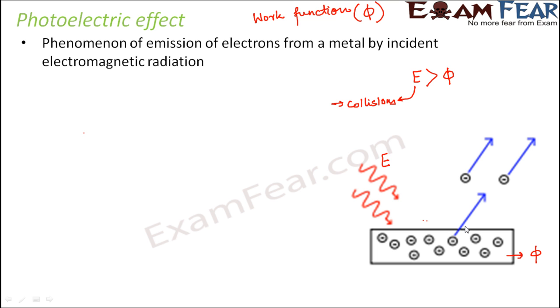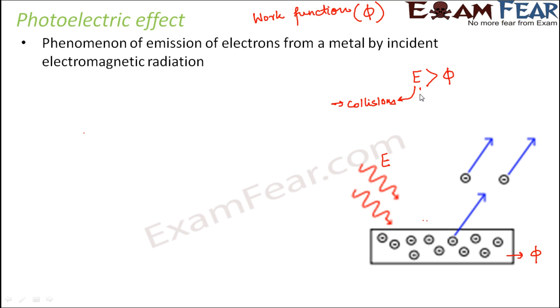Now, if the electrons need to be emitted out, the electrons should have some energy, because when the electrons are emitted out, they have some kinetic energy, right? So some energy has to be left for the electrons to come out. In case everything gets used up for collisions within the metal, there will be no photoelectric emission.